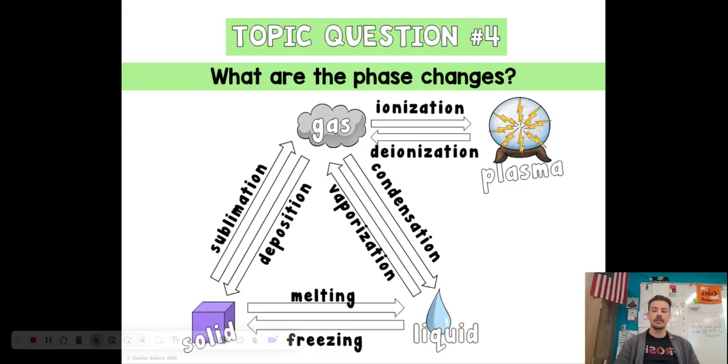Sublimation is when a solid turns directly into a gas, which takes thermal energy. Think of dry ice. Dry ice is named dry ice because when it melts, it leaves behind no liquid. And deposition is when a gas changes directly into a solid. Then you have ionization and deionization at the top, which is how plasma occurs. Ionization is an increase in energy, and deionization is a decrease in energy.